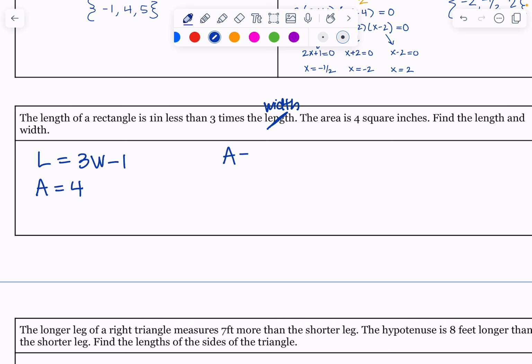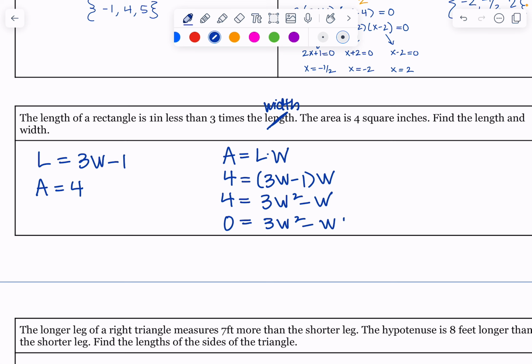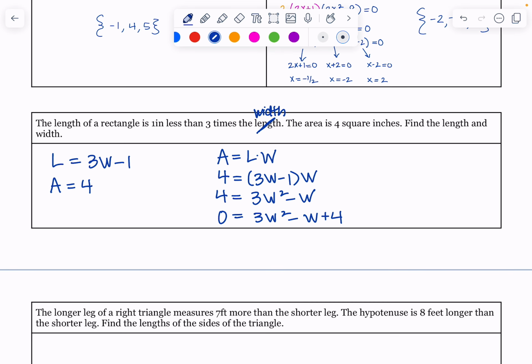So we know that area is length times width, and we know that that is 4. We know the length is 3w minus 1, and we can keep the w here, and then factor. So first we need to distribute on the right side, and we have 3w squared minus w. If I move the 4 to the other side, we have 3w squared minus w plus 4. And if we factor this, we're going to have 0 equals 3w times w, and then we need 2 things to multiply to get positive 4, add to get negative 1, but we do have to multiply one thing by 3.